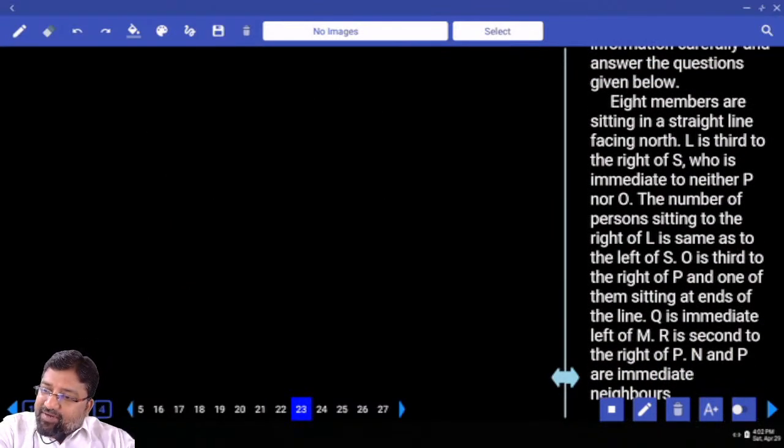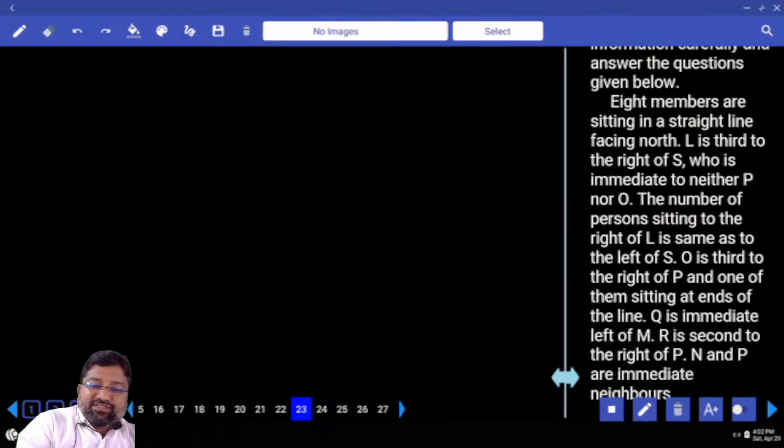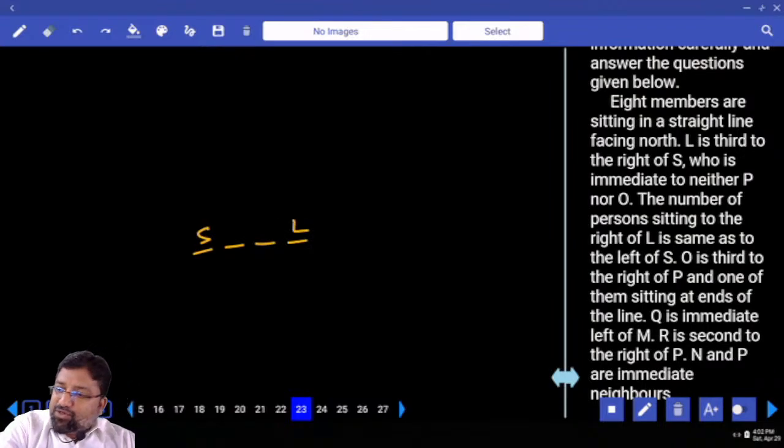8 members of a family are standing in a straight line facing north. How many members? 8 members standing in a straight line facing north. First one, L is third to the right of S. S is an immediate neighbor to neither P nor O. S is not adjacent.